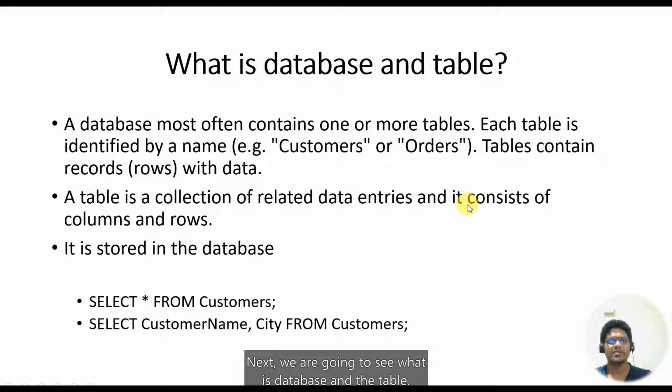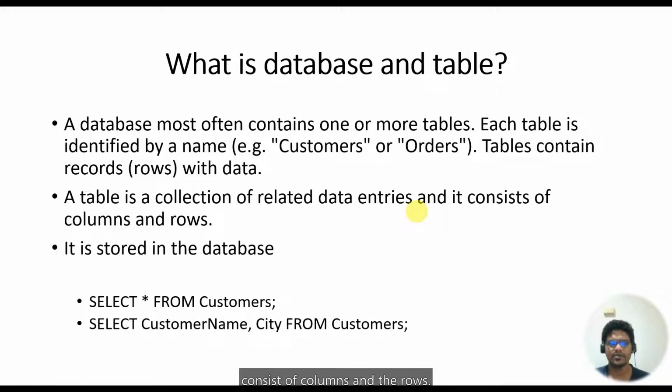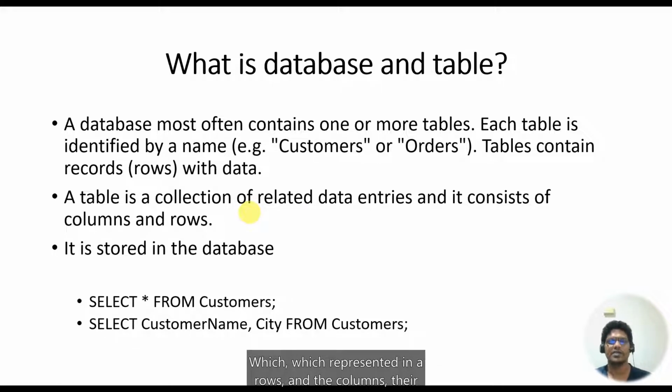Next, we are going to see what is a database and a table. The database is nothing but a collection of tables and database objects. The table is a collection of related data entries and consists of columns and rows. The table is a collection of data represented in rows and columns. The tables are stored in the database.